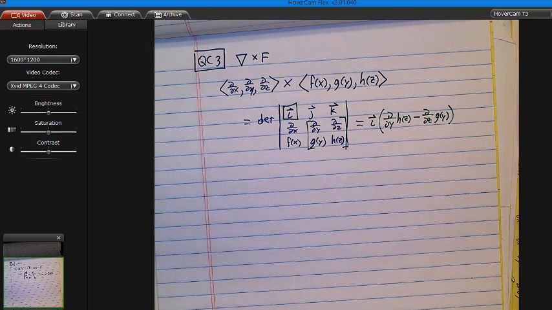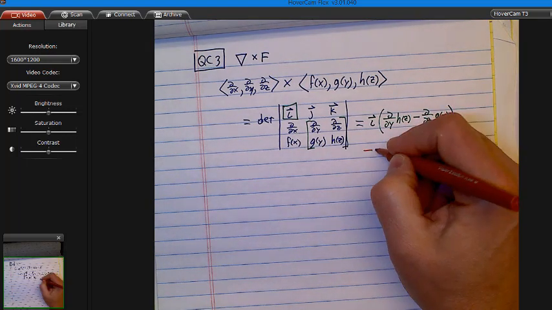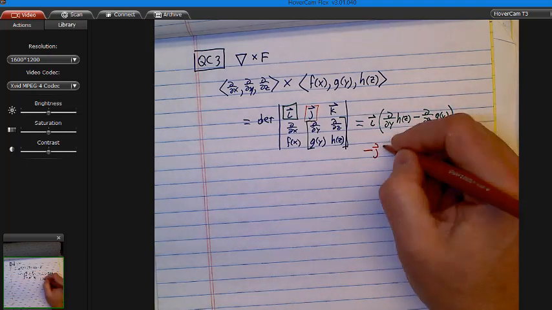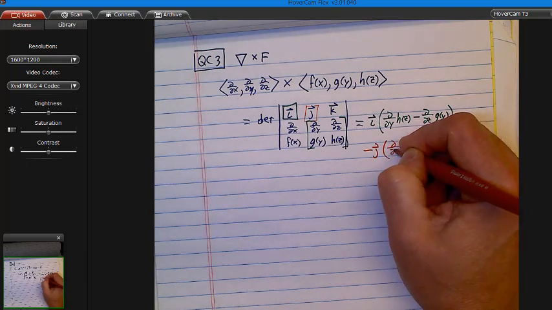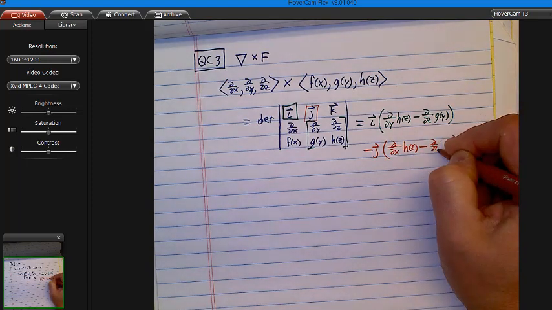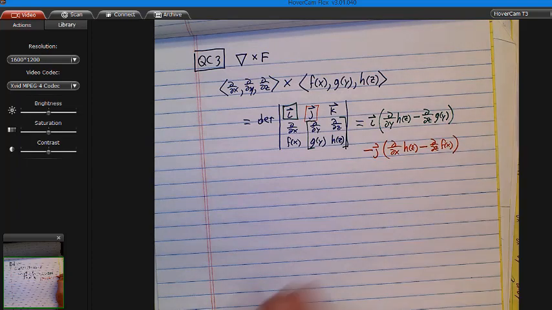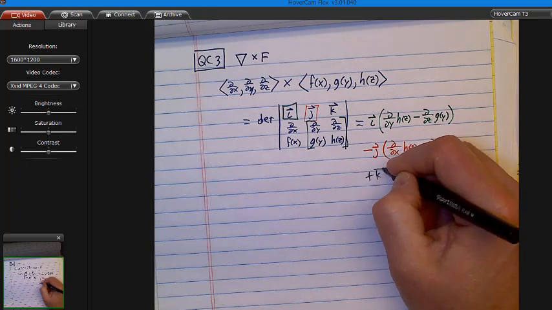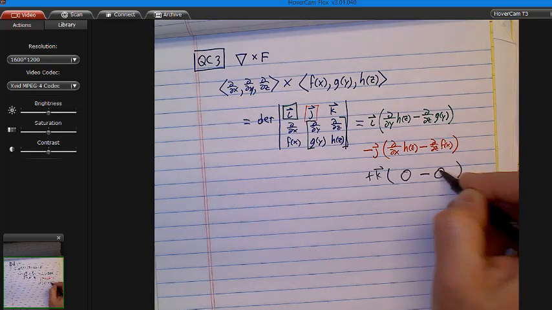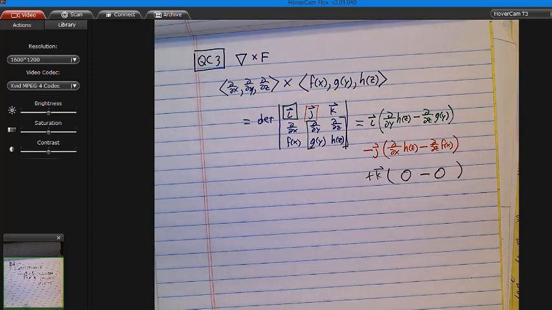Right? Minus j, because remember you have to do a minus because it's a checkerboard pattern, times the partial with respect to x of h of z minus the partial with respect to z of f of x. What do you notice about every single one of these parentheses? Why? Because if you take a partial with respect to y of a function of z, there is no y. Exactly. And the same thing is going to happen for the last one. And so you really have a lot of zeros, right? So, what is the answer?